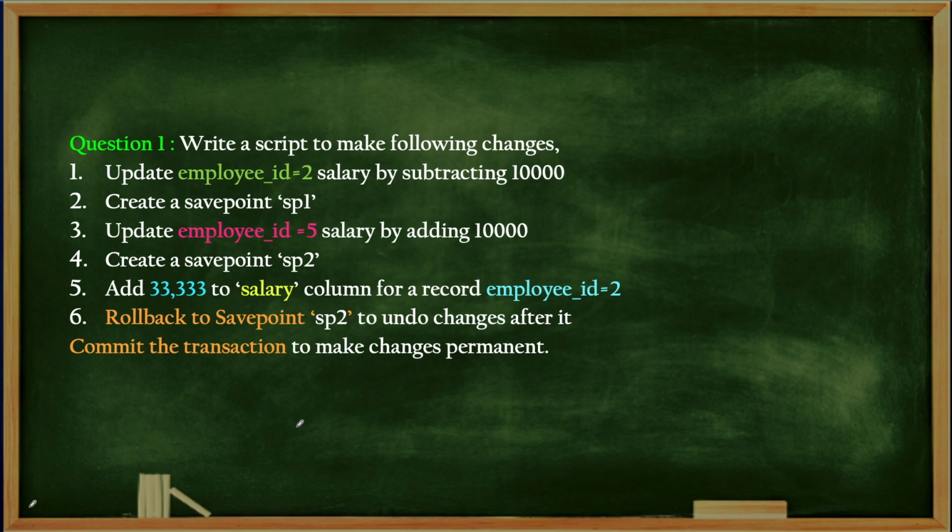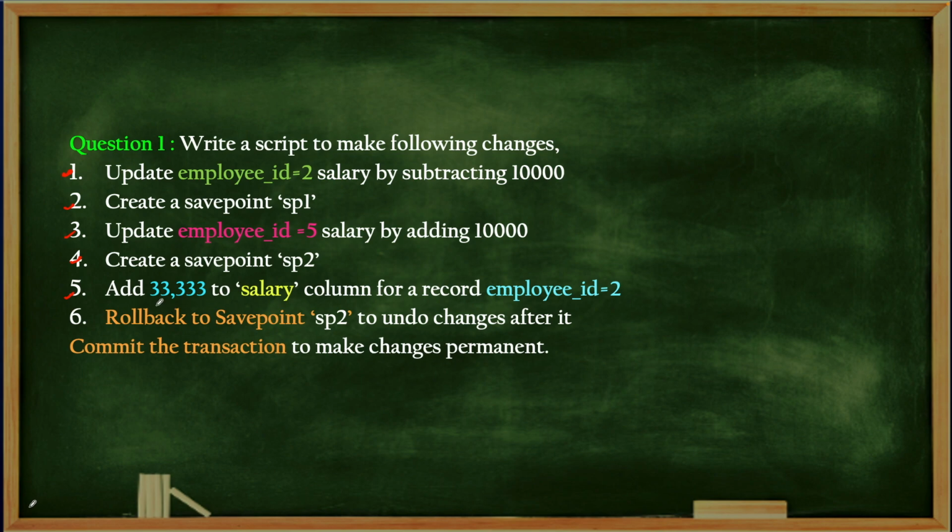In this transaction, we are going to write a few statements, and at the end, we are going to commit the transaction. So the first statement will be updating the salary by subtracting 10,000 for the employee ID equals 2. Then you will create the SP1 save point. After that, you will update the salary by adding 10,000 for the employee ID equals 5. After that, you will create a save point SP2.